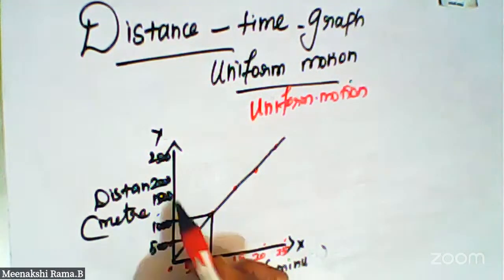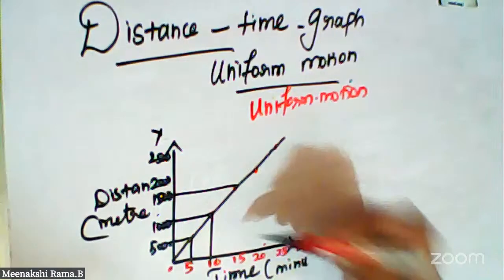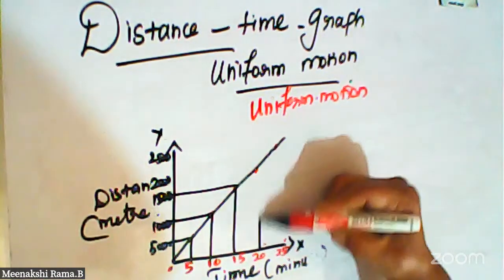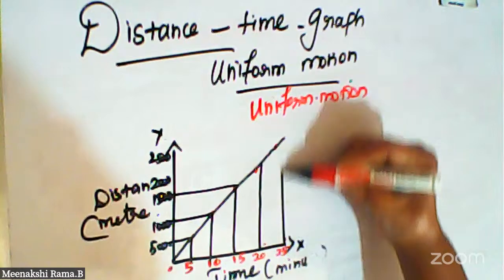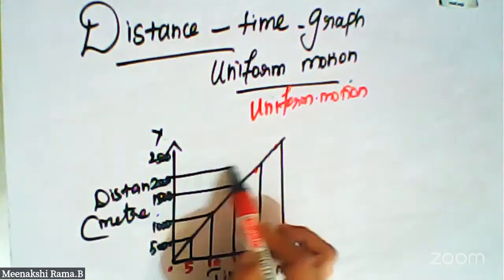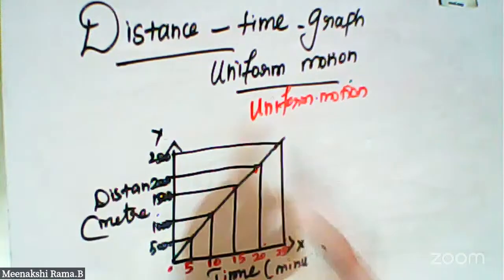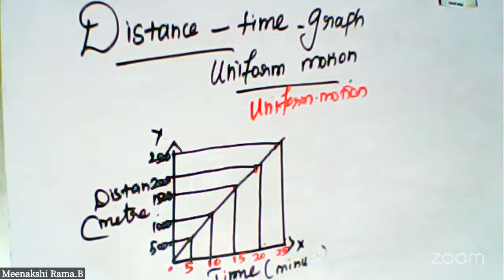So this is a very good example for uniform motion. Yes, what is uniform motion? In the uniform motion concept, the person covers equal distances in equal intervals. Yes, in each and every interval he crosses 500 meters only. So the conclusion: this is the uniform motion distance time graph.